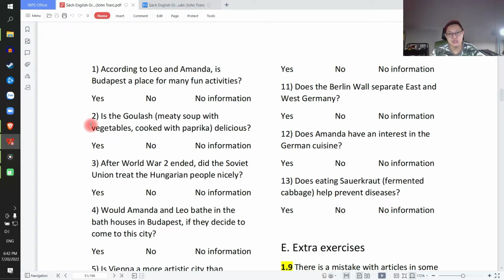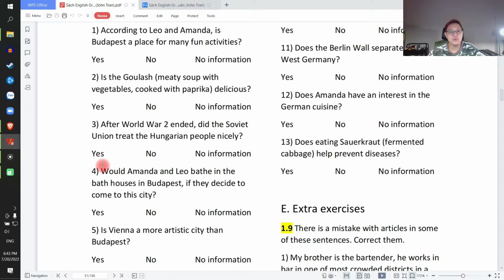Món goulash tức là một món súp thịt với rau củ quả được nấu với paprika là mấy cái ớt chuông á. Món goulash này có ngon không? So of course this is a yes, because if it's world famous it should be delicious. Nếu mà nó nổi tiếng thế giới thì đương nhiên là nó phải ngon rồi. Yes. Number three, after World War II ended, did the Soviet Union treat the Hungarian people nicely?